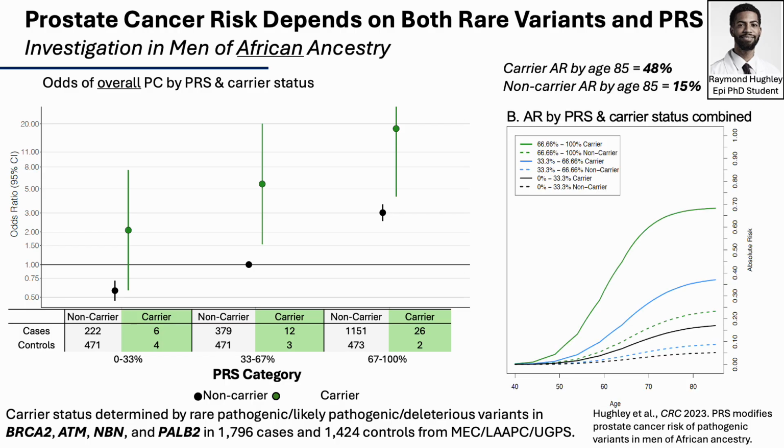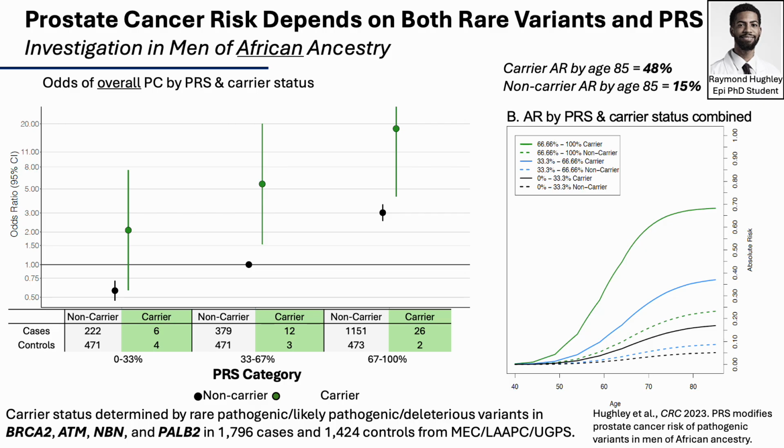Similar to the other study, again, we looked at absolute risk of prostate cancer by age 85, and we found that it was about 48% in this population in carriers, and in non-carriers it was about 15% by age 85. But again, if you look at those absolute risks among carriers, when you incorporate information about polygenic risk scores, you can actually see that there's a wide range of risks that depend on what their PRS is.